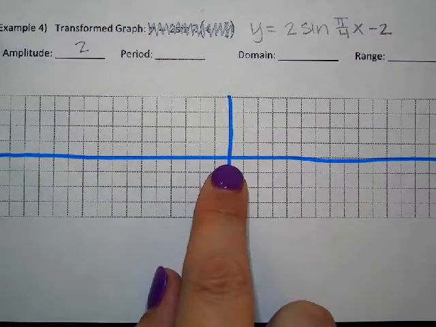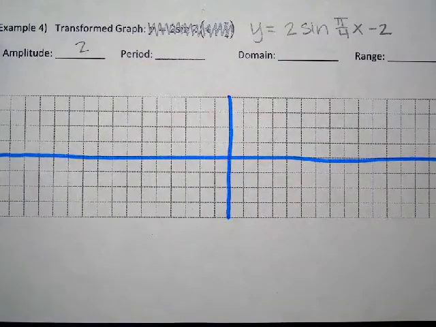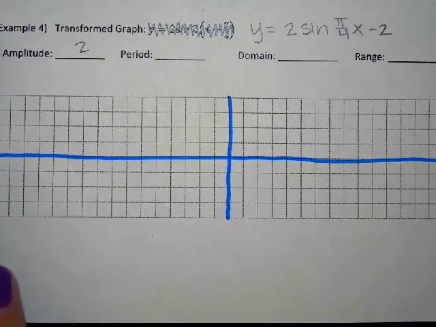All right, what about the period of the graph? So normal period of the graph is 2 pi. How do we find the period of this graph? Might have to look at the previous example problems.